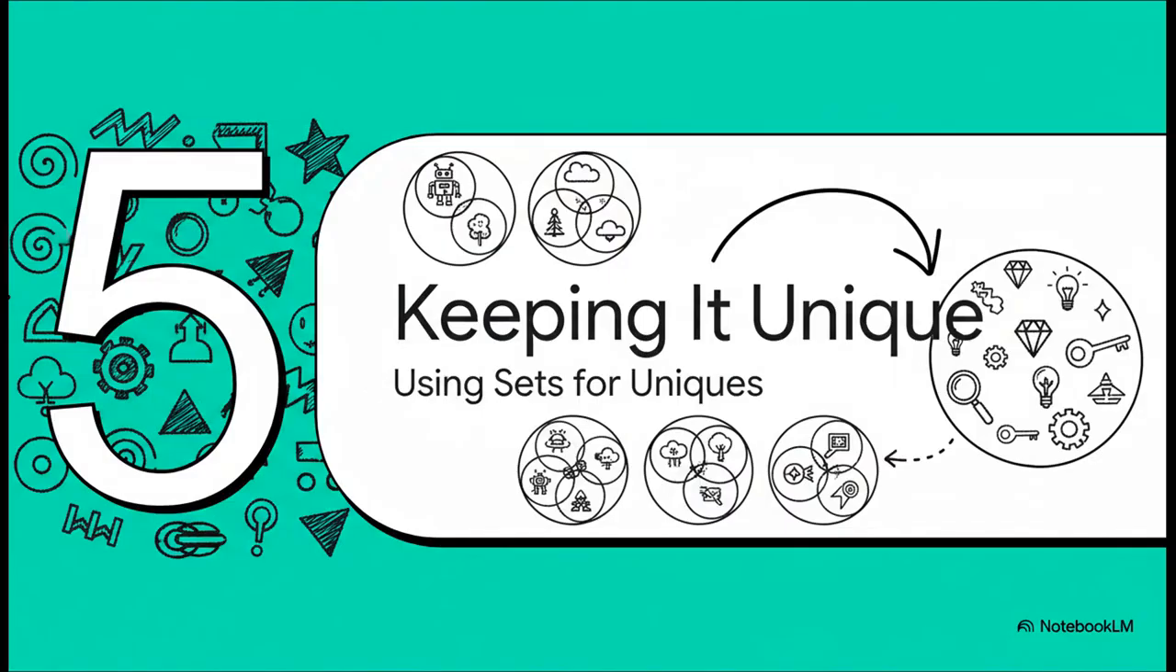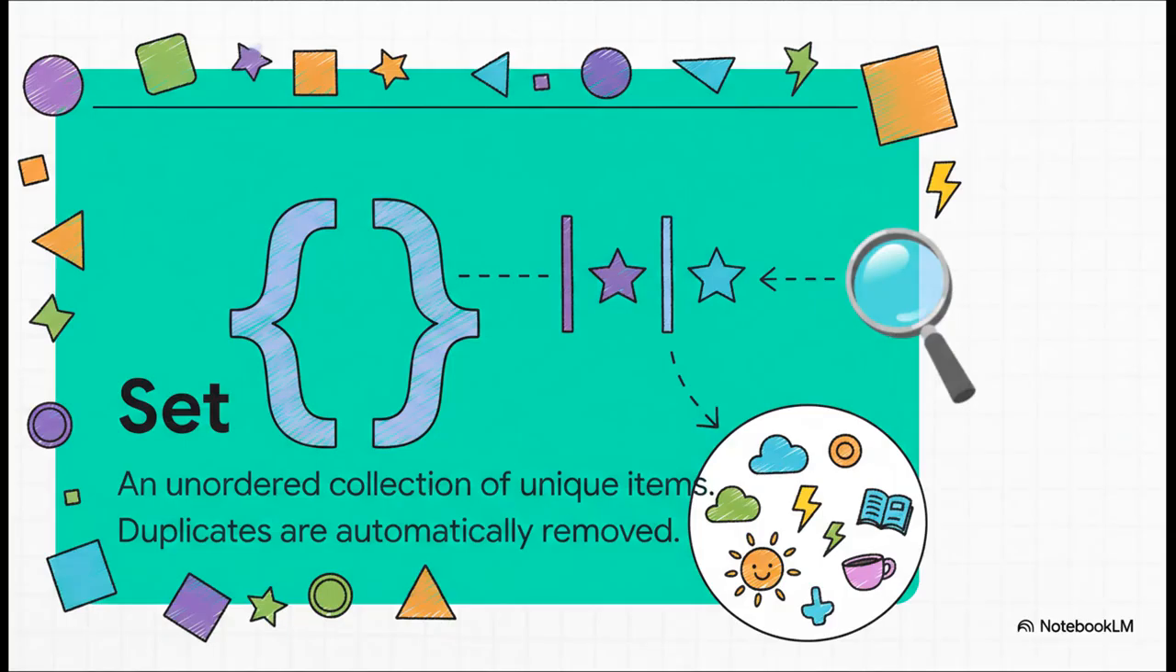All right, we've got one last major tool to add to our collection. This brings us to Section 5, keeping it unique. This is a very specialized tool for a very specific job, when the only thing you care about is that every single item in your collection is one of a kind. For that job, we have sets. So a set has one simple, incredibly powerful rule. Everything inside must be unique. If you try to add something that's already in there, nothing happens. It just ignores it. The collection enforces its own uniqueness automatically.